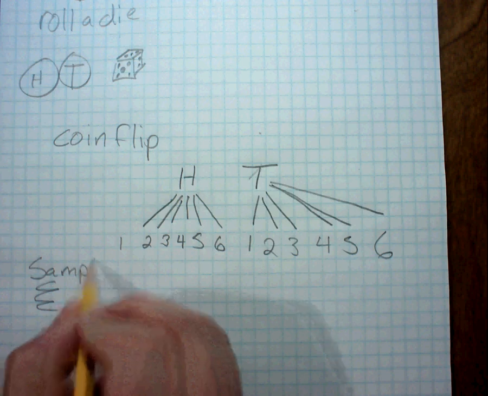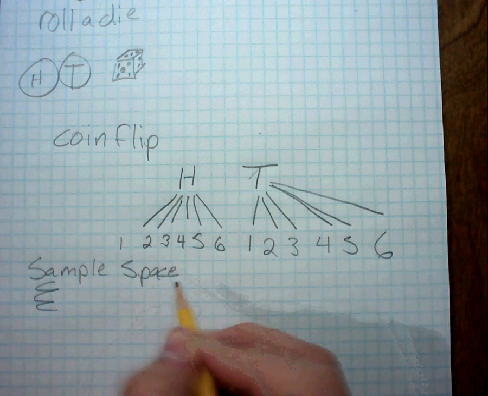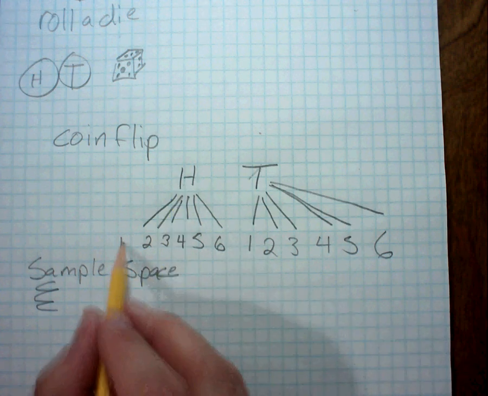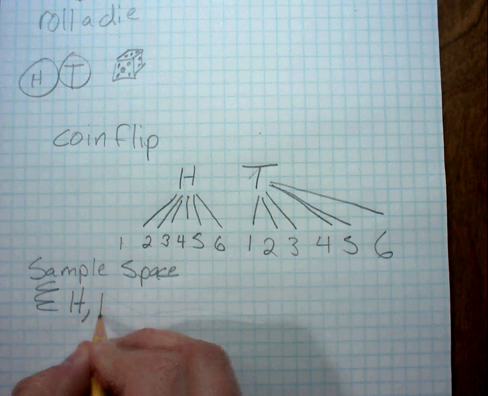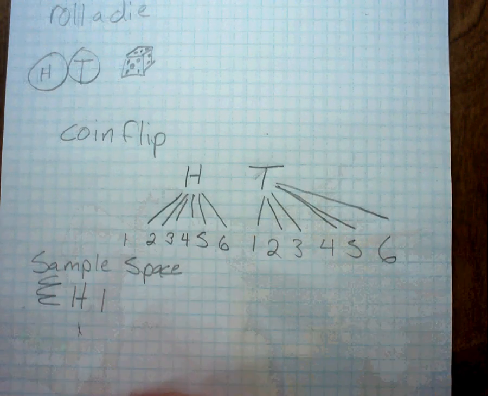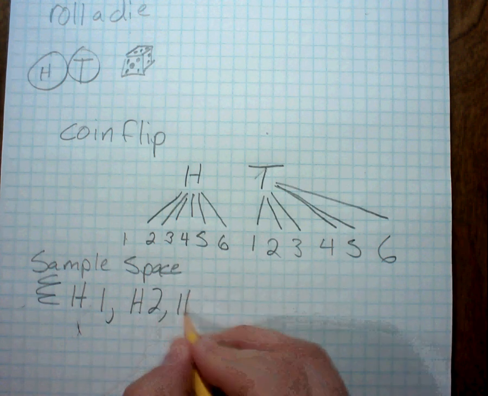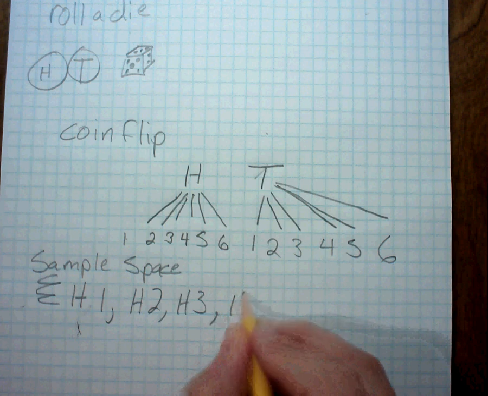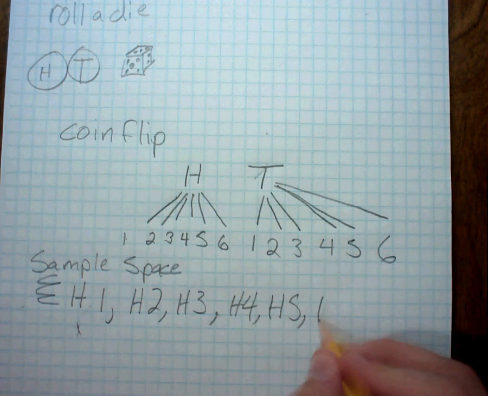So now, if I were to write out the sample space, the sample space are all the possible outcomes that we could get. And it's really easy to do. I'm going to say H1, in other words, I could get heads and then 1, right? Or I could get heads and then roll a 2, or I could get heads and then roll a 3. I could get heads and then roll a 4. I could get heads, roll a 5. I could get heads and then roll a 6.